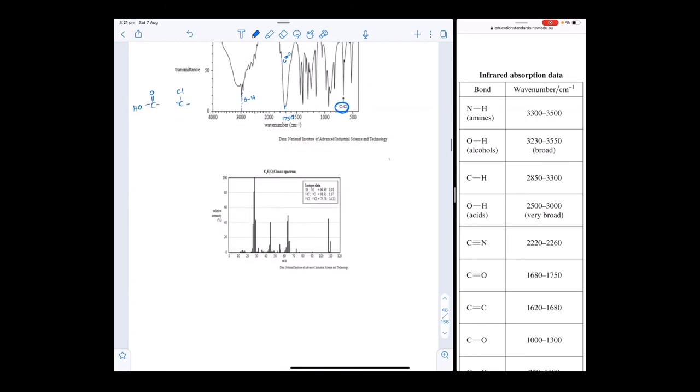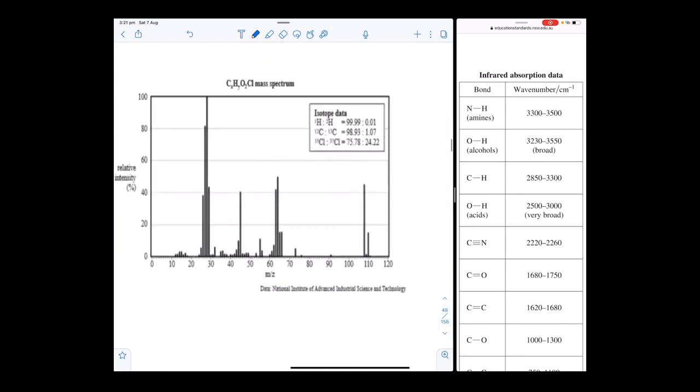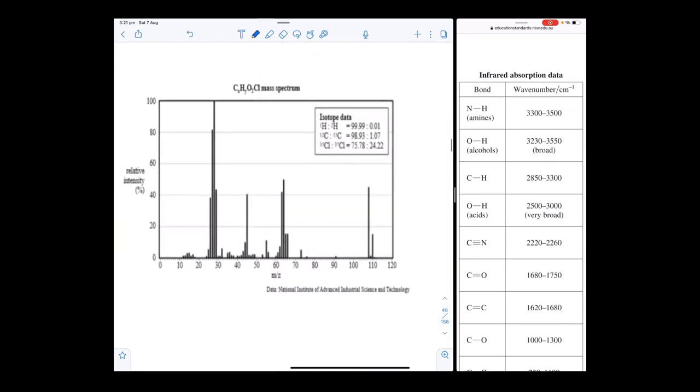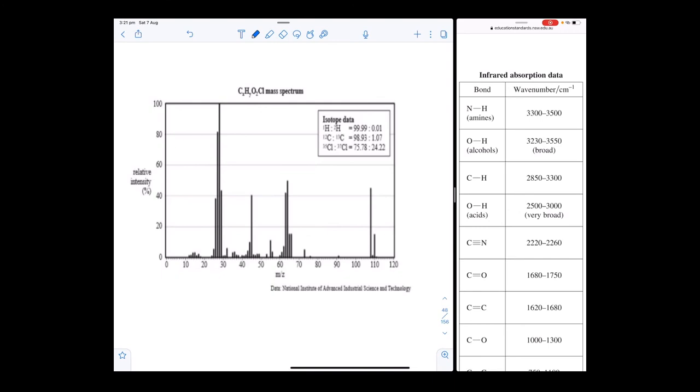So now, Dewey, what about here? What does this graph tell you? What do you look at in this graph, Dewey? You look at the parent molecular ion.